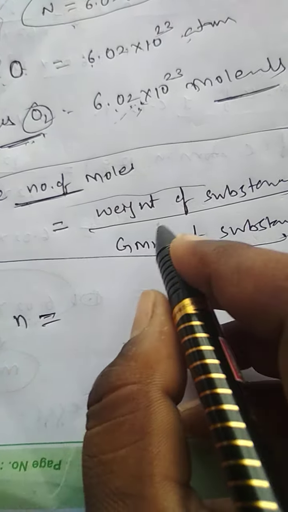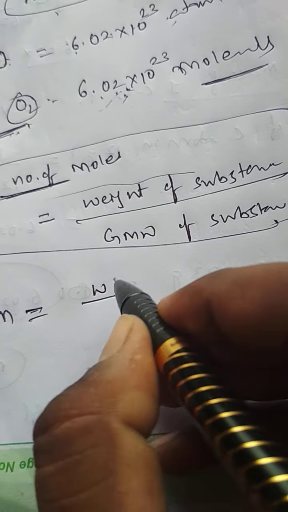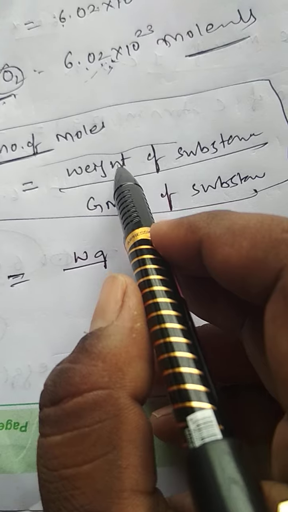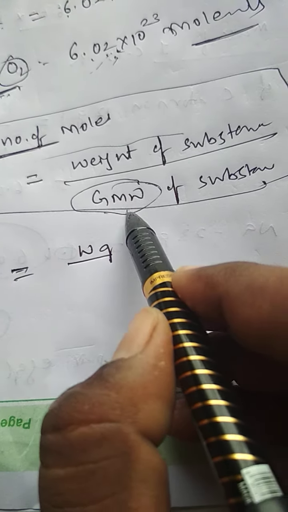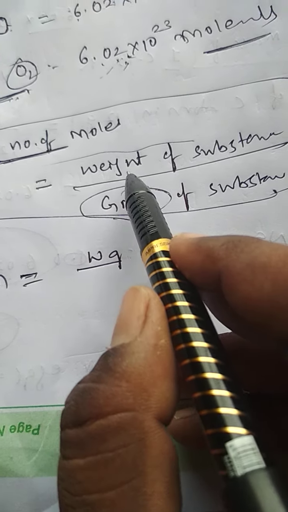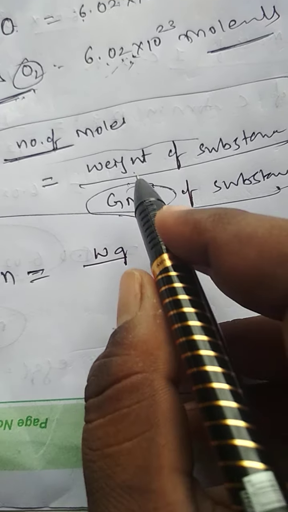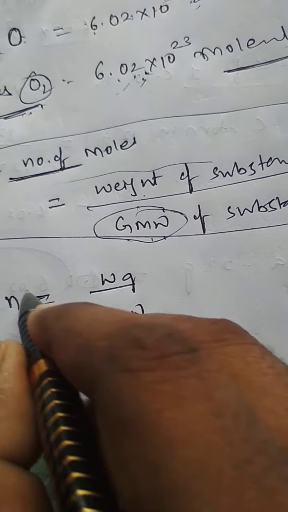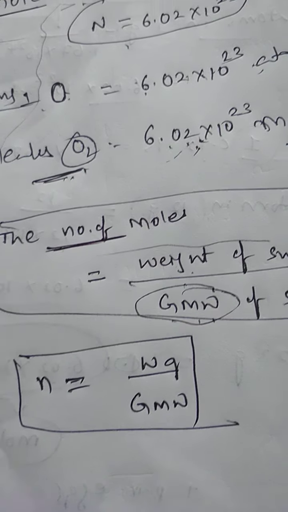n is equal to weight, initial letter W, in grams. We have to take the weight in grams. Why are we taking the weight in grams? Because we are calculating the gram molecular weight. Hence weight is also taken in terms of grams. Weight by gram molecular weight. This is the formula to calculate the number of moles.